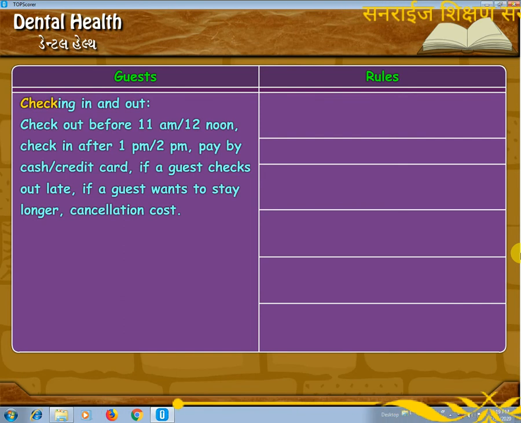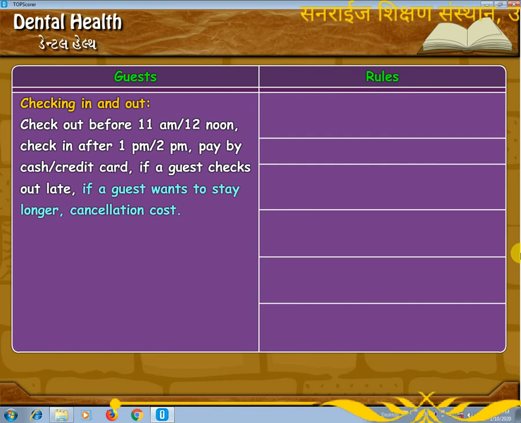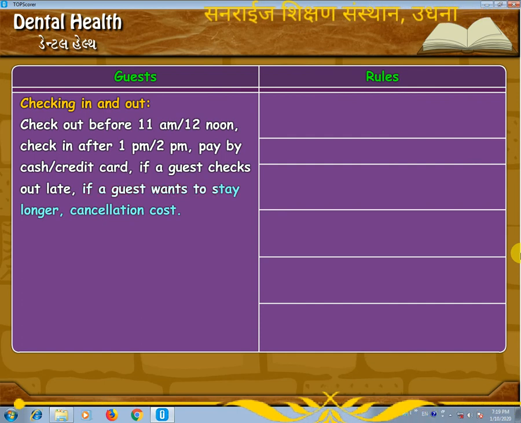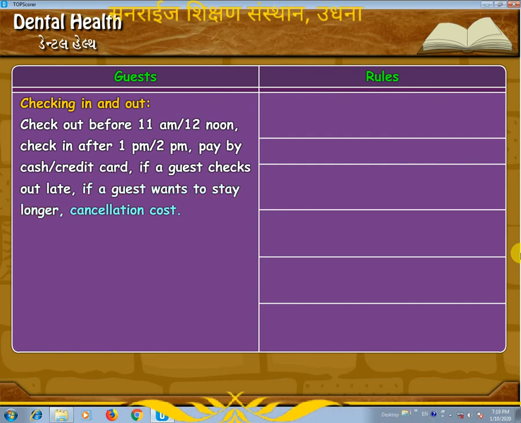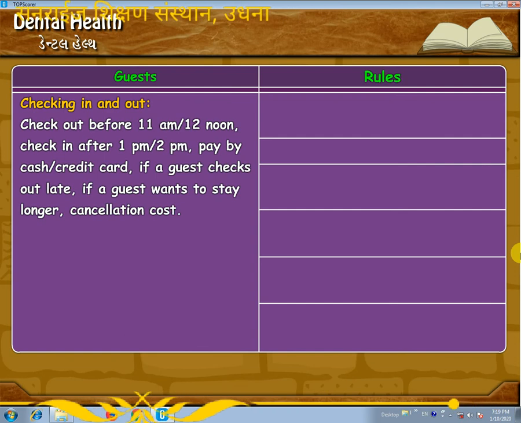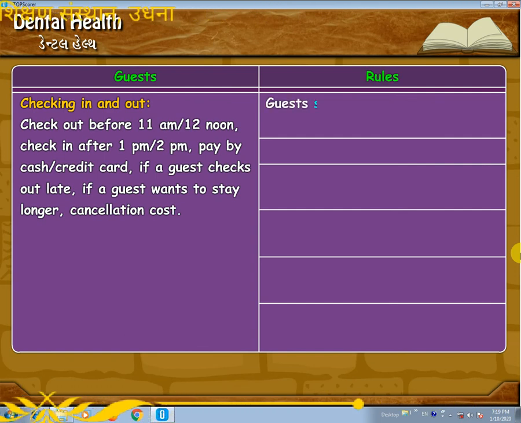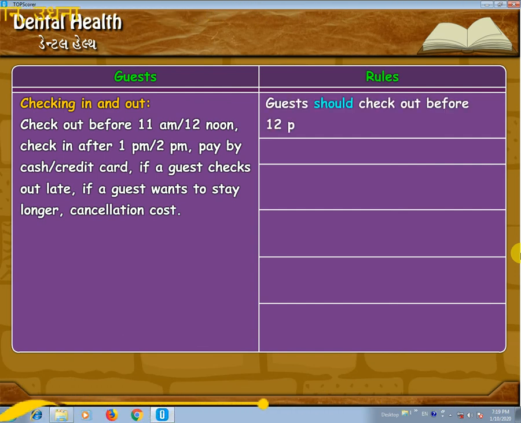Rules. Guests should check out before 12 p.m. Guests should check in after 1 p.m. Guests may pay by cash or by credit card. Guests may stay longer with prior intimation. Last-minute cancellation will have no refund.